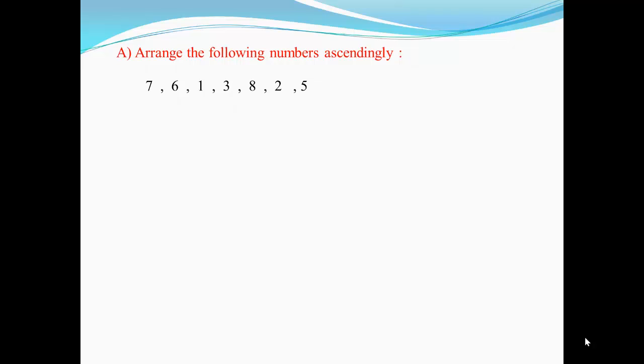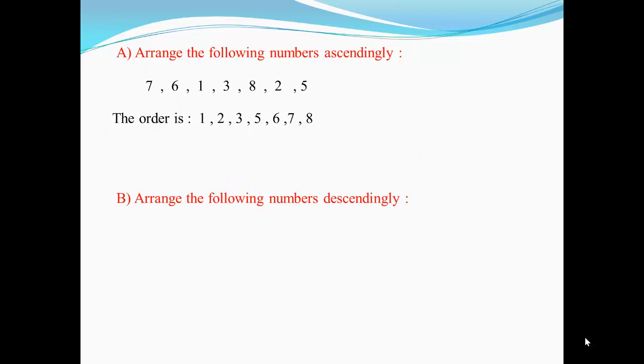So I'm checking the smallest number. What is the smallest number here? The smallest number is 1. So I will start from 1, then 2, then 3, then 5, then 6, then 7, then 8. Very good. So I start from the smallest, and step by step, the last number will be the greatest number.